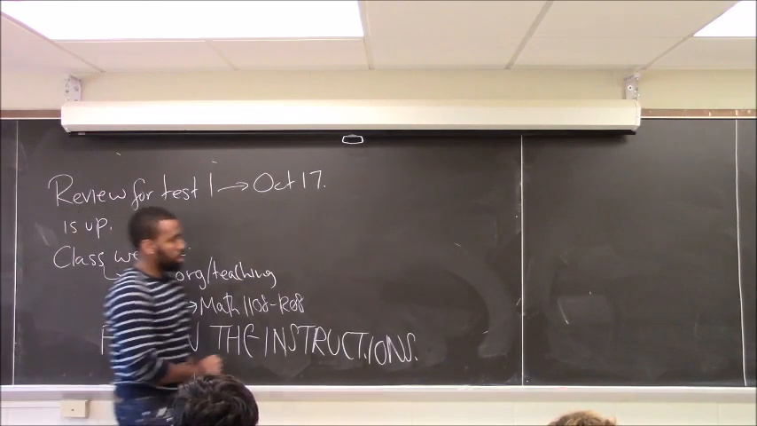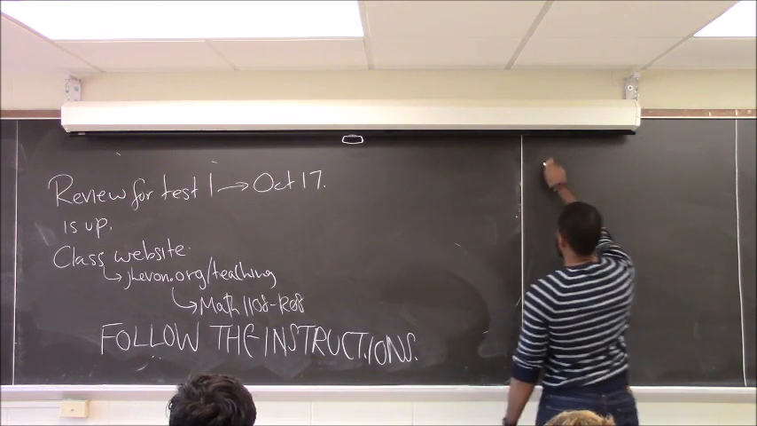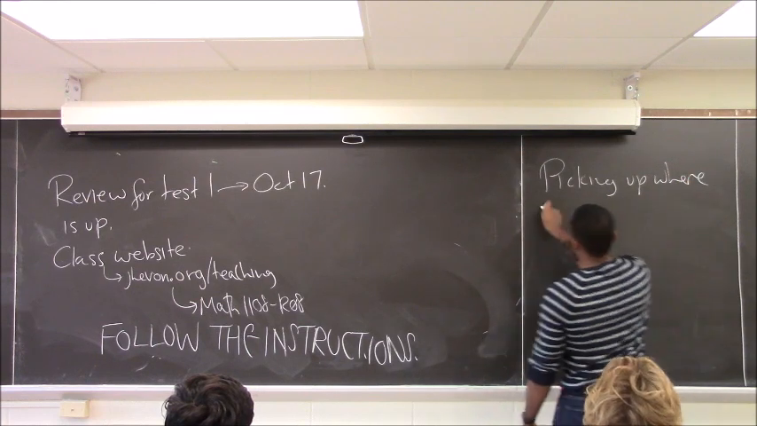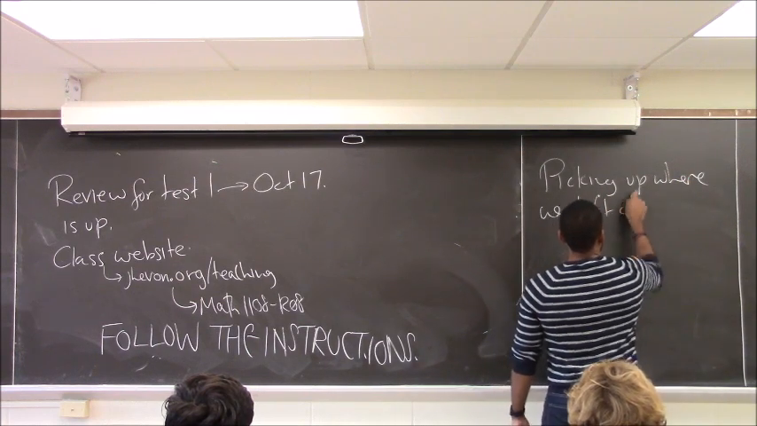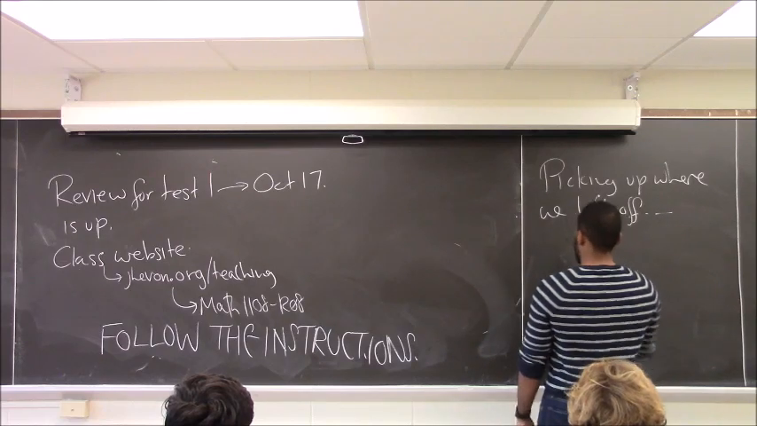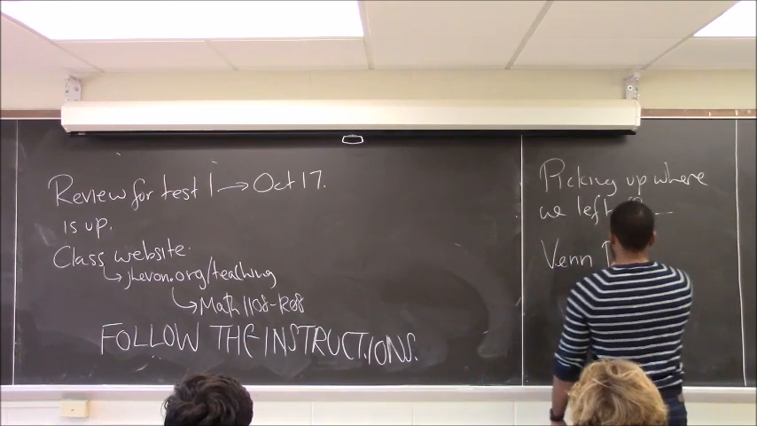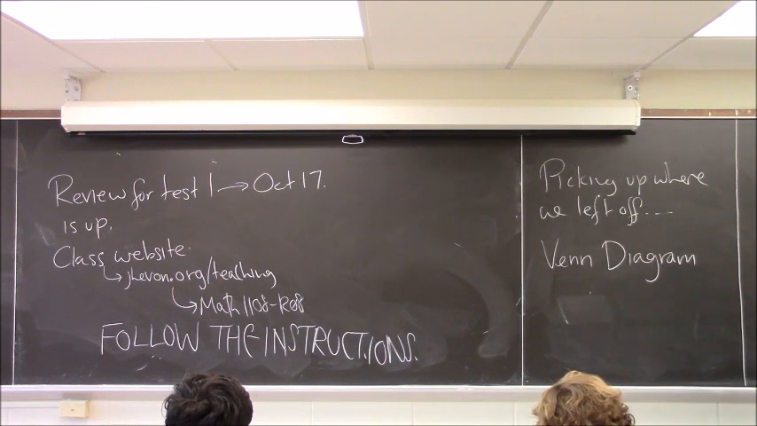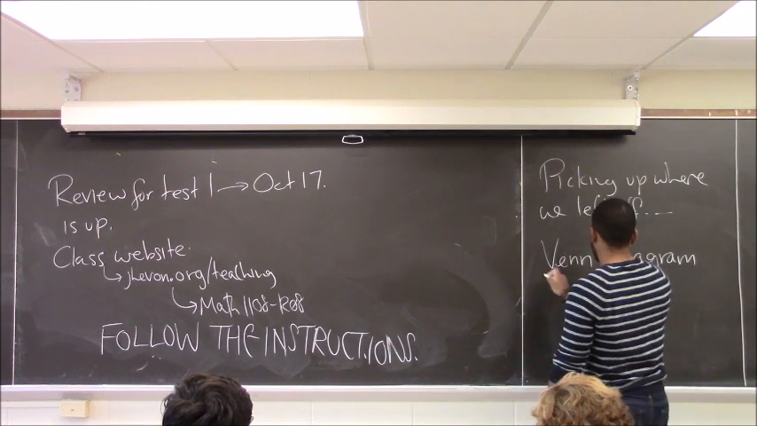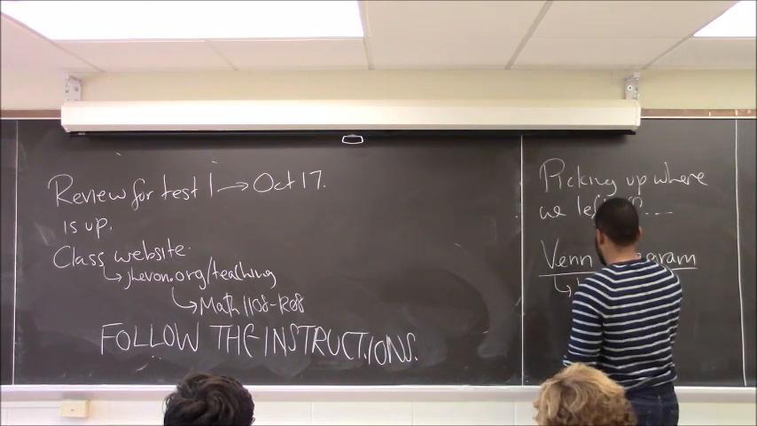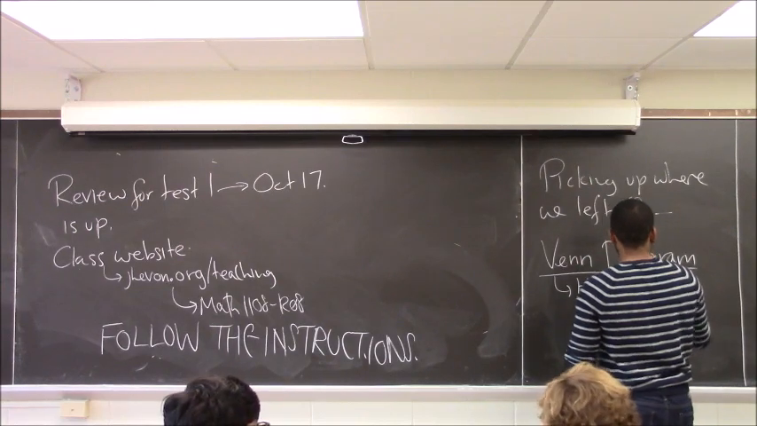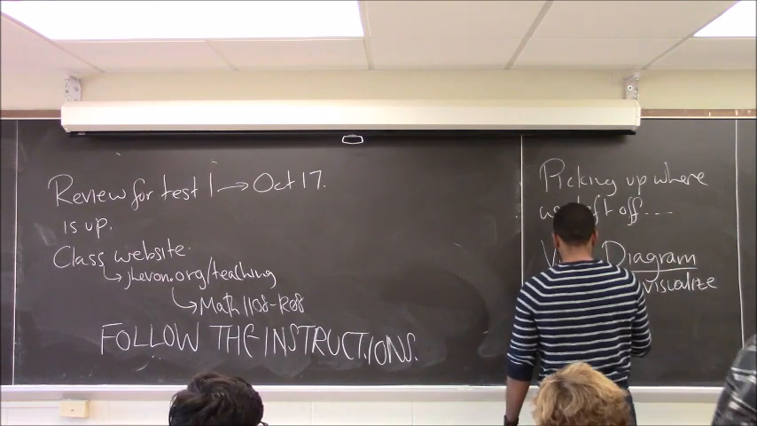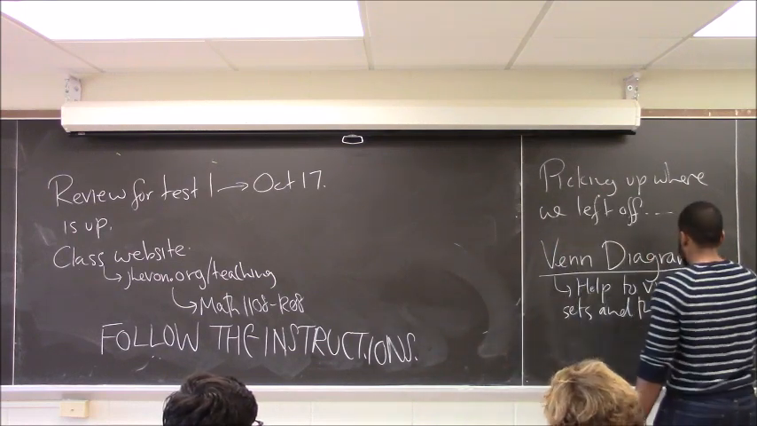As far as that goes, let's just pick up where we left off. I believe the last thing we spoke about was a Venn diagram. So this was just a way to visualize sets and their relation to each other.